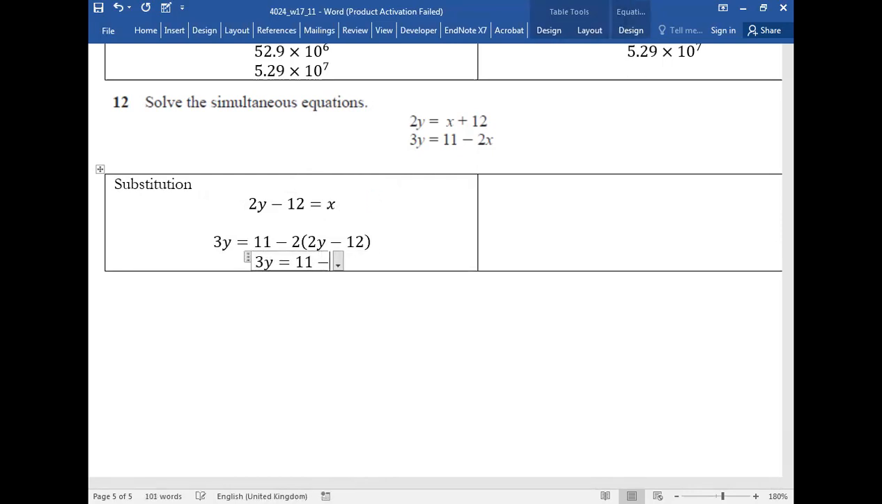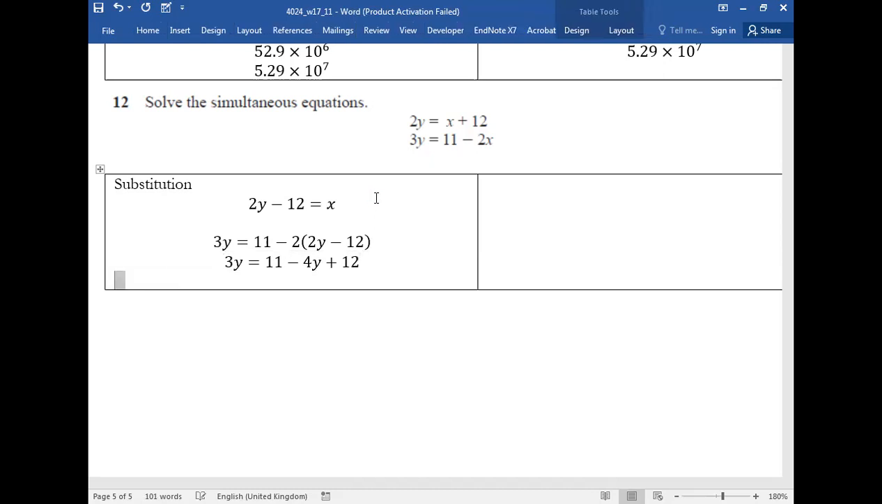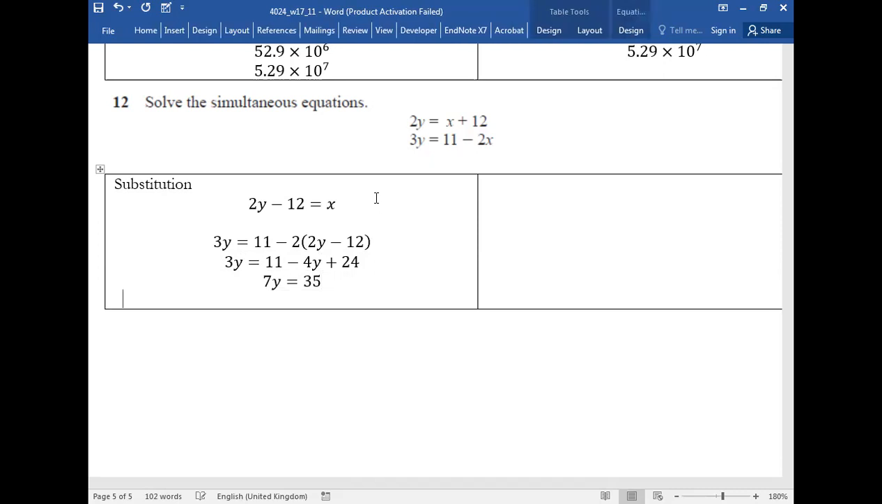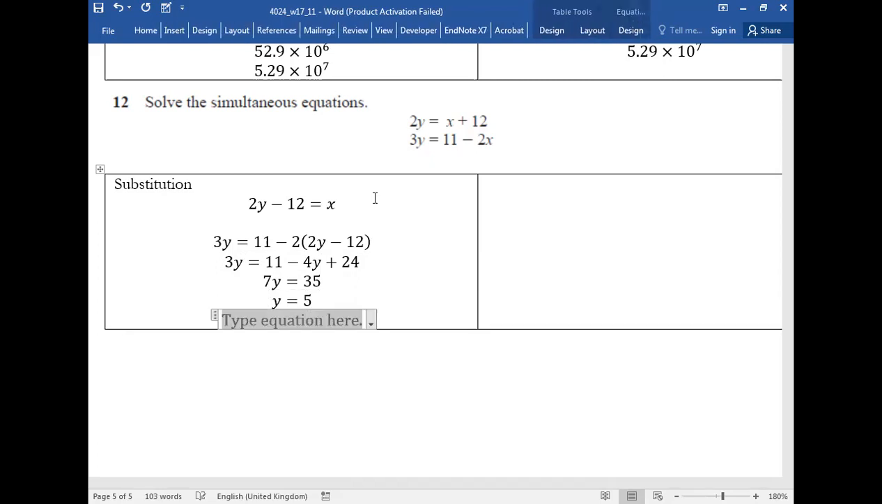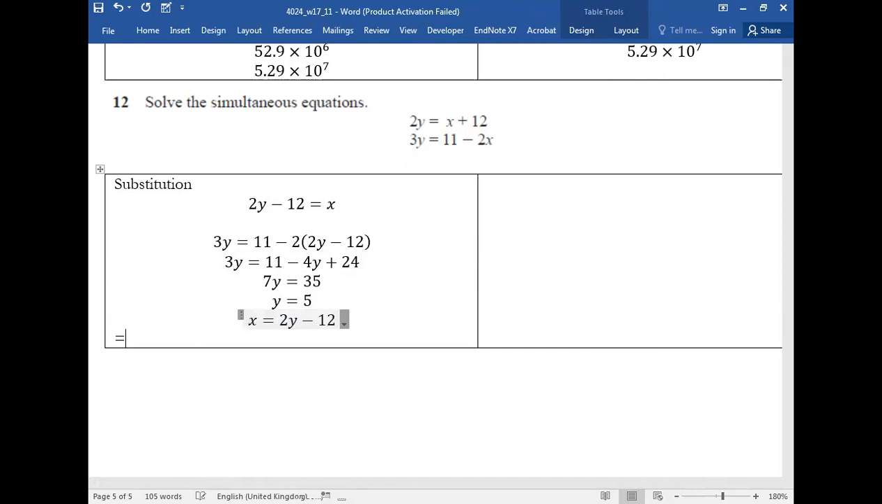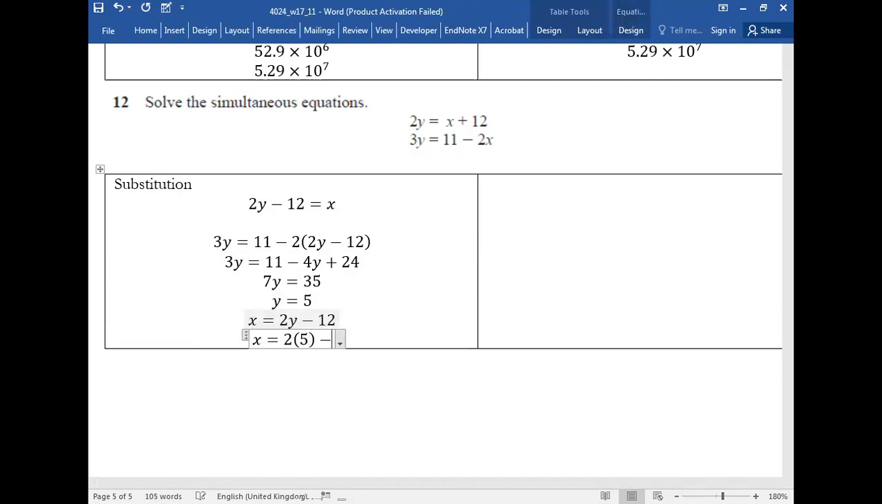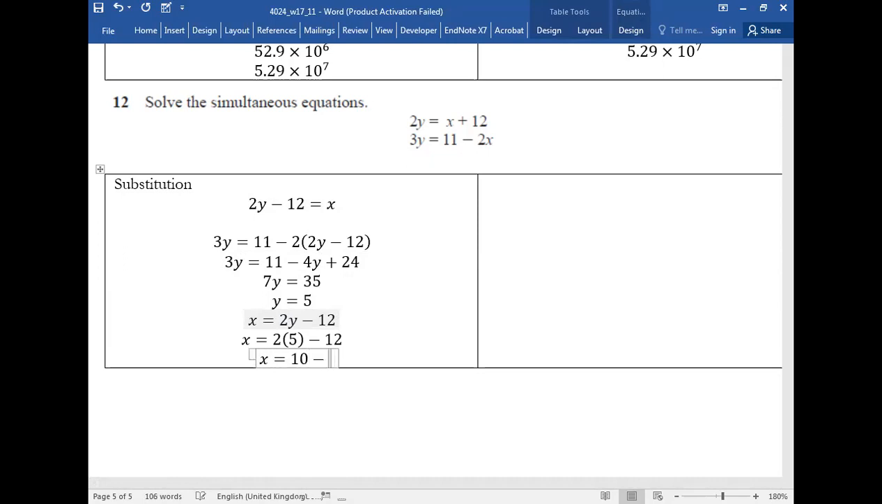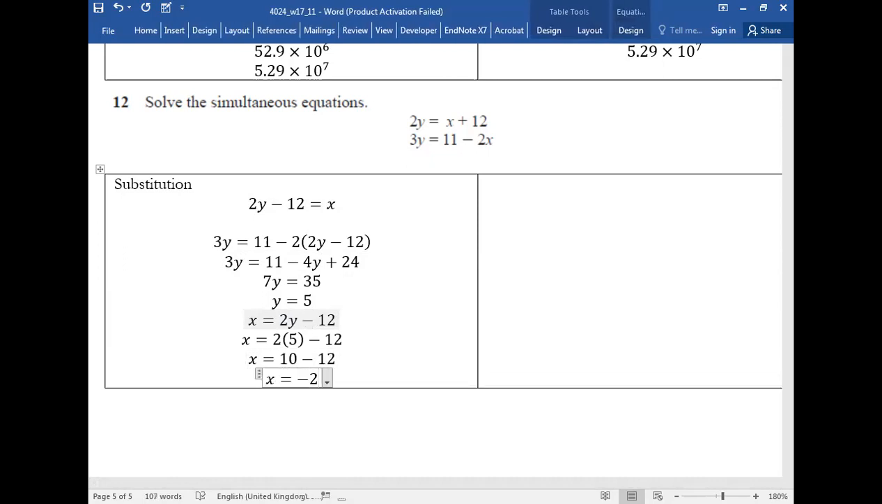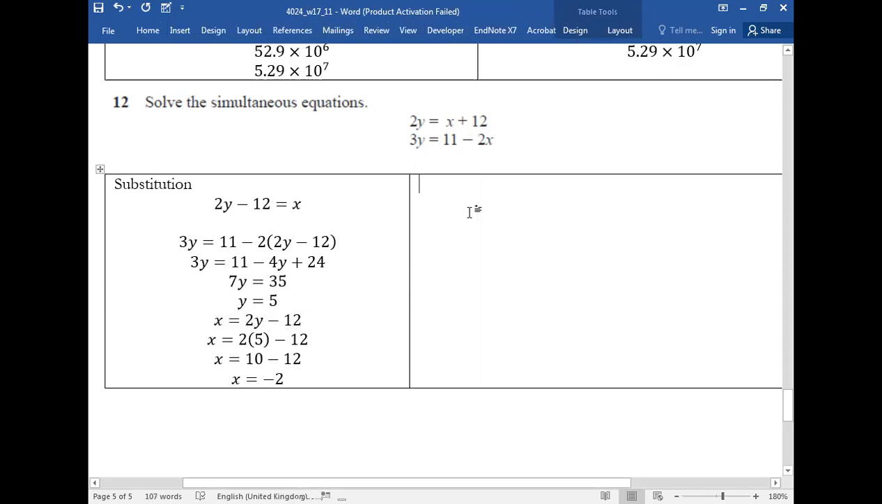3y is equals to 11 minus 4y plus 12. 4y goes on that side, 7y is equals to 23. Sorry, this will be 24, my bad. 24 plus 11 is 35. Y is 35 over 7 is 5. Once you have y, you can put it in this equation, the first ये वाली जो हमने बनाई थी. X is equals to 2y minus 12 में we'll plug in y. This is how you can use substitution to solve this one.